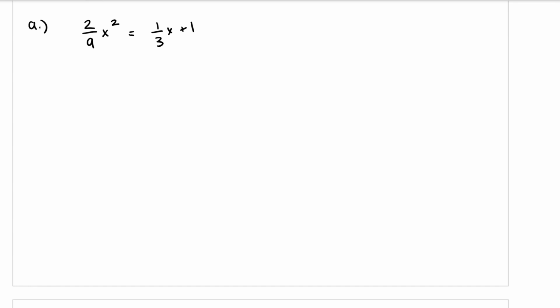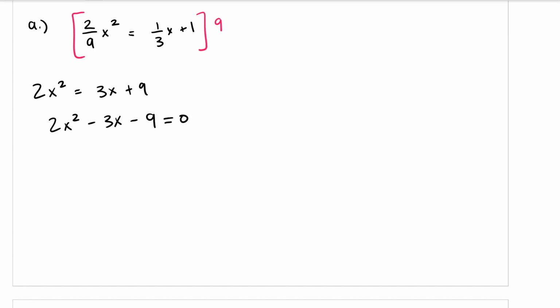And I'm going to use the method of clearing fractions because I don't like fractions, so I'm going to multiply this entire equation, or every term of this equation, by 9, and that would leave us with 2x squared is equal to 3x plus 9, and I'm going to move everything over to one side. So we are left with this quadratic equation, and we can either factor or use the quadratic formula.